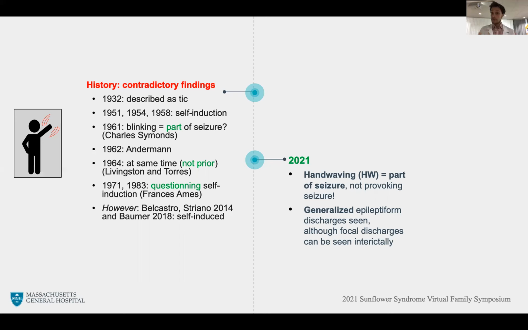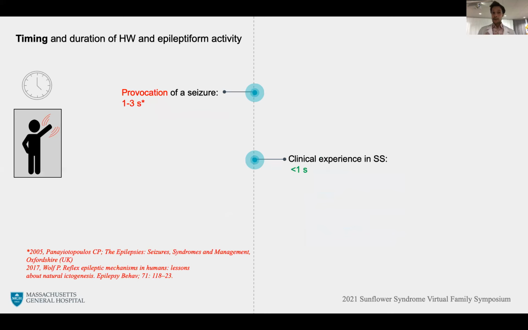And that's why we have been studying this hand waving. Is it part of a seizure or not? And actually what we believe is that it's part of the seizure. They're not provoking the seizures. I'll explain why. Because for a provocation of a seizure, it's typically between 1 and 3 seconds.